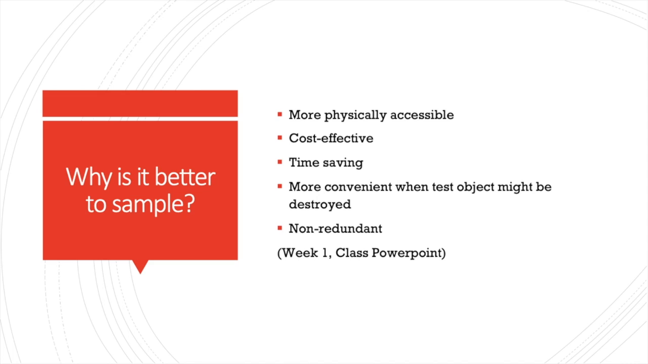So why is sampling better? It's more physically accessible, cost-effective, time-saving, more convenient when the test object might be destroyed, and it is non-redundant.